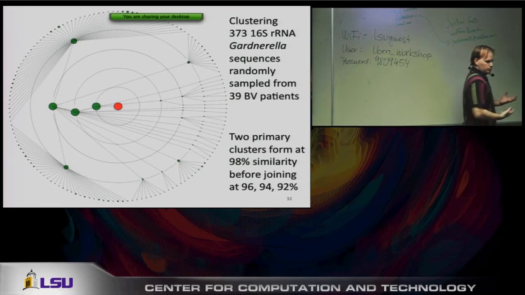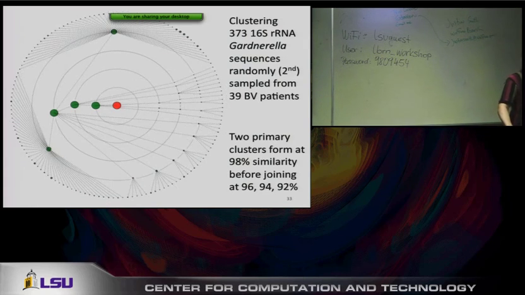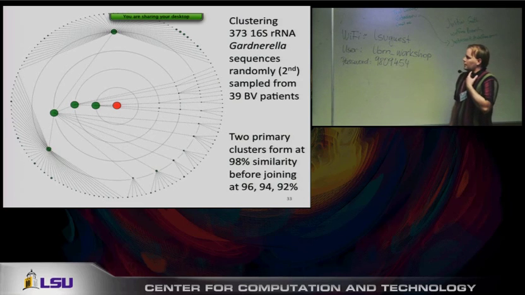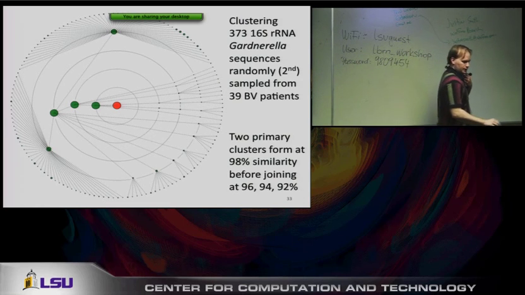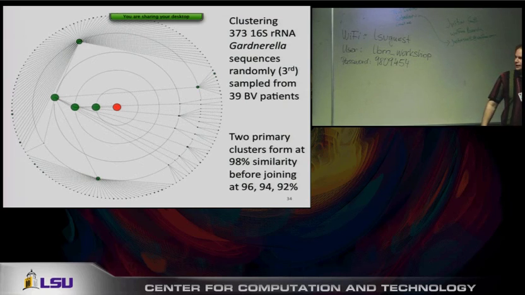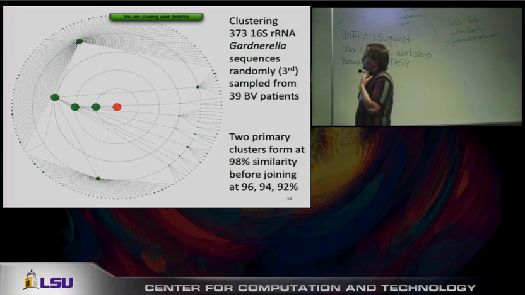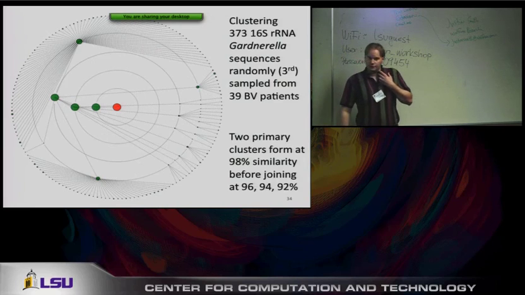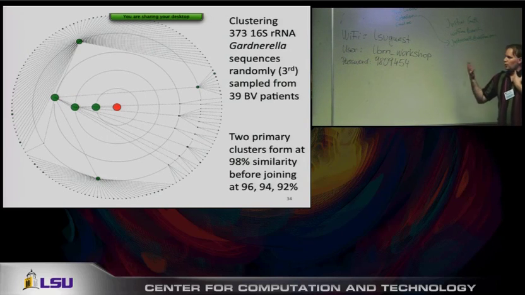So we thought, well, maybe we're just fooling ourselves. Maybe the 373 that we picked just happened to fall into these two different groups. So we did it again, and we saw almost exactly the same thing: two different groups at the 98% level. We did it yet again, and we kept seeing the same thing. So we thought this is a pretty good indication that maybe there are different types of Gardnerella present, and maybe we're looking at one group being cohesive and one being dispersive.